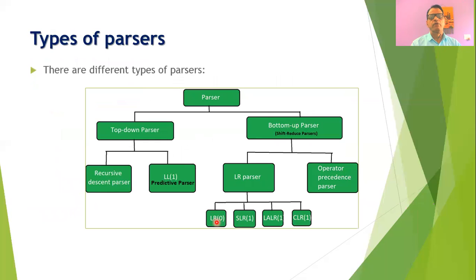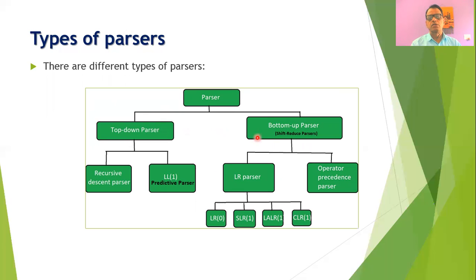Now let us see what the different types of parser are. There are different types of parser, such as top-down parser and bottom-up parser. The bottom-up parser is also called the shift-reduce parser. So parser programs are basically categorized into two categories: the first is called the top-down parser, and the second is called the bottom-up parser or shift-reduce parser. The top-down parser can be further divided into two categories. The first is called the recursive descent parser, and the second is called the predictive parser or LL parser.